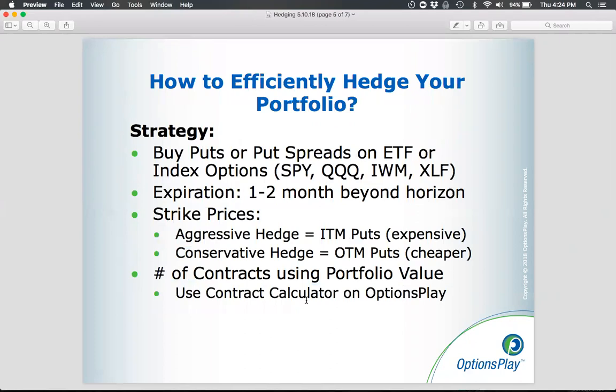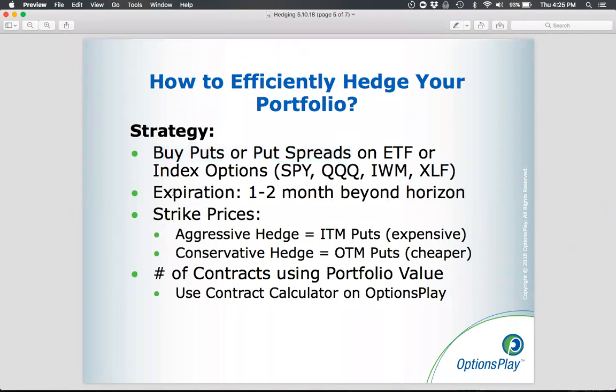So what we're really going to spend the time on is the mechanics of how to set up a hedge for your portfolio. Number one, you start off by buying either puts or put spreads on an ETF or index option. This could be anything like SPY, QQQ, IWM, XLF, or even index options like SPX, NDX. We'll get into the details of how to select which instrument for your portfolio in the next slide. But the key thing here is simply buying puts or put spreads on any broad-based ETF or index, and the key is selecting an ETF or index that tracks your portfolio. Again, we're going to get into that on the next slide.